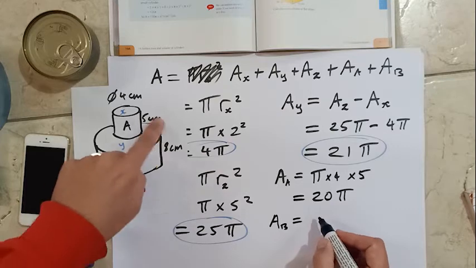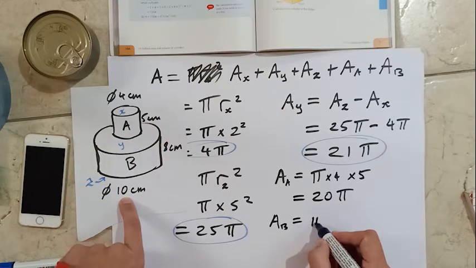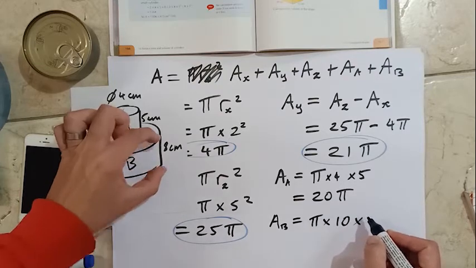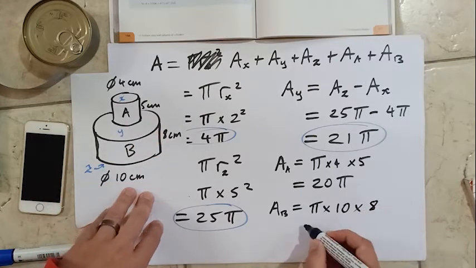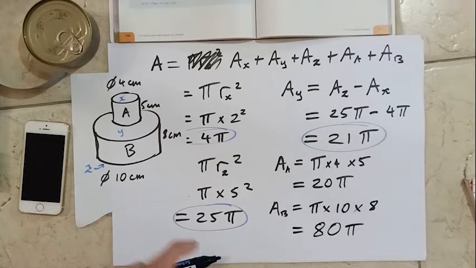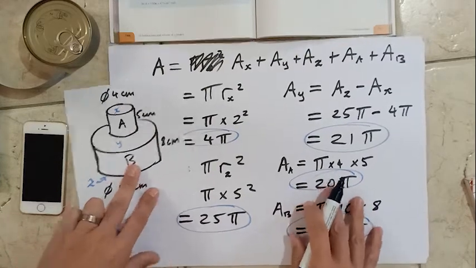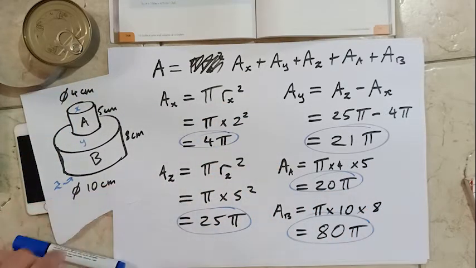So that's the circumference here, which is pi d. Pi times 10. And then times the height, times that, times 8. 80 pi. So you can see why writing formulas out can really help you now. So now we need to add these all up.